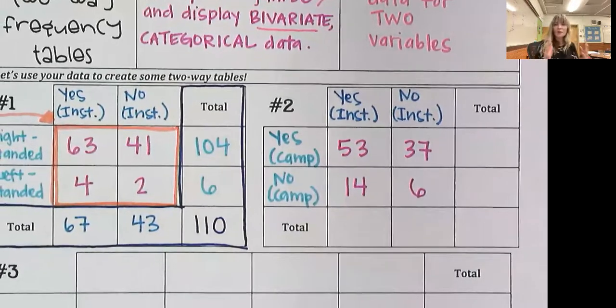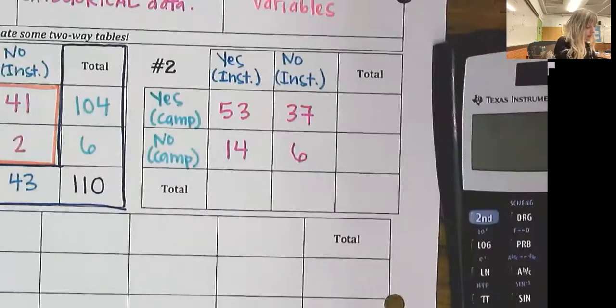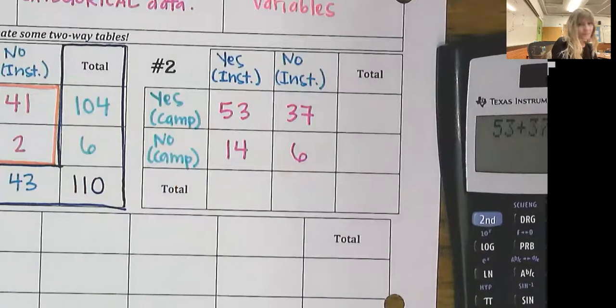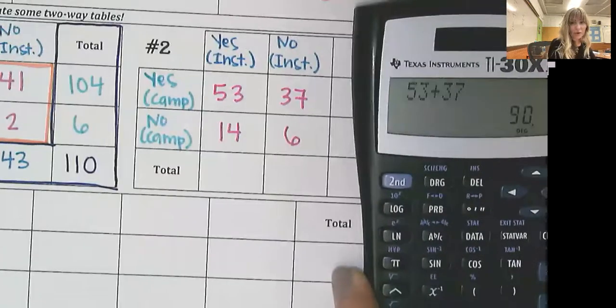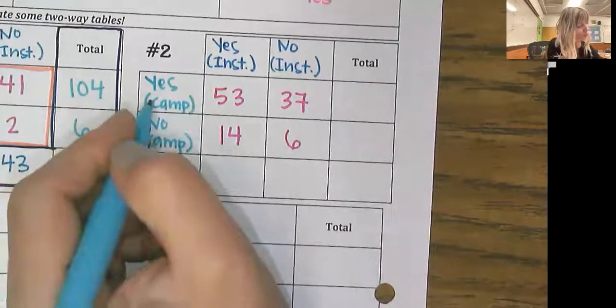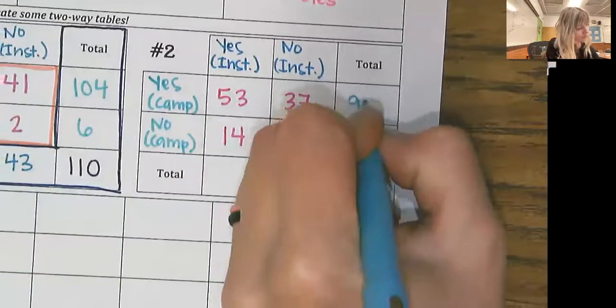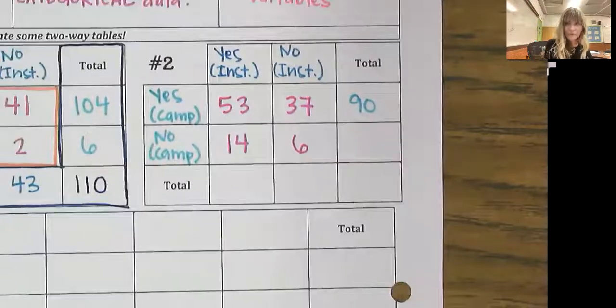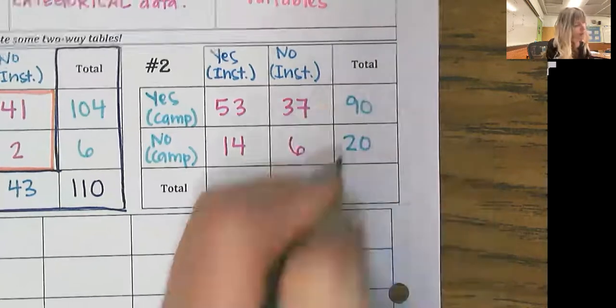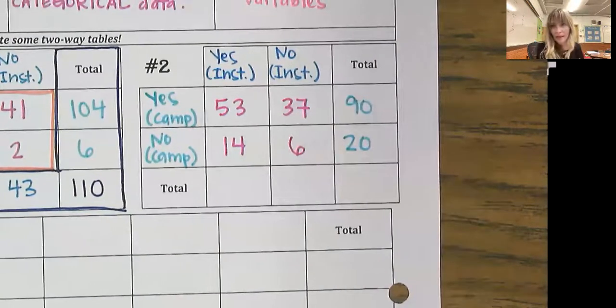If I start you with the joint frequencies, can you find the marginal ones? You should be able to by simply adding. Add across. If I add across these rows, 53 plus 37, 90 is my total that like camping. Go across the row to get your total over here. 90 of you total said, yes, I like camping. 14 plus 6 is 20. 20 of you said, no, I don't like camping.